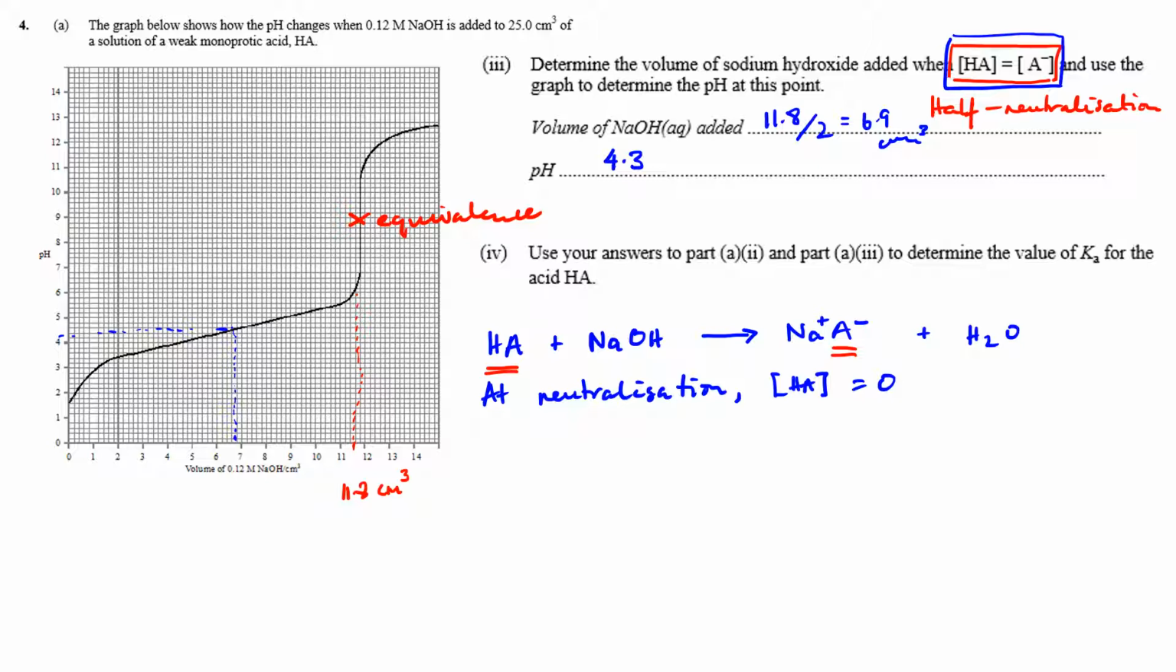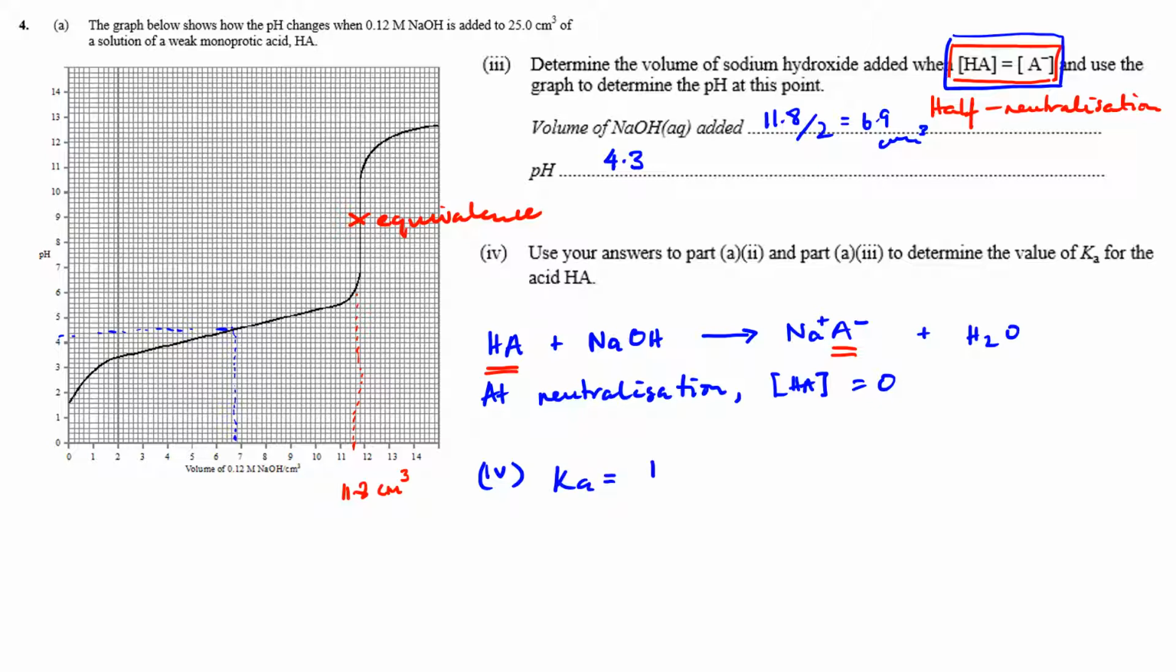So you might say, well, what's the point of all that? The point is that half equivalence point is useful for working out the Ka of a weak acid, and that is the second part of the question, i.e. part 4 of this question. So let's go through that. Part 4 of the question wants us to determine the value for Ka. So let's write out our Ka expression.